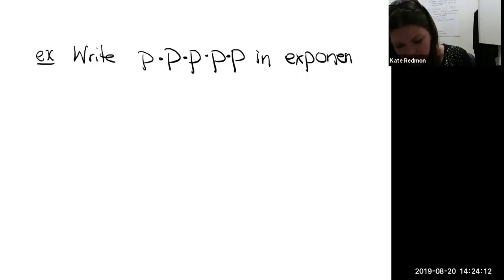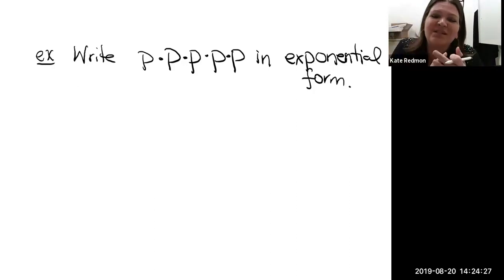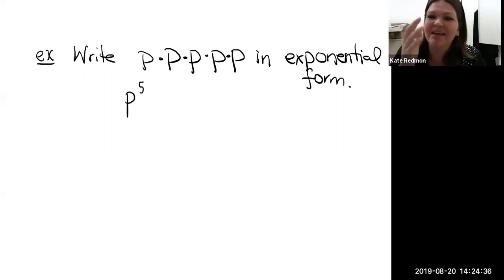So now I want you to write P times P times P times P times P in exponential form. And I always get the question, but what's P? And I'm like, don't know, don't care. Nobody told me what P is. P is a big fat mystery. But I can still write this in exponential form. How? P to the power of 5. Whatever P is, he's multiplying by himself 5 times.